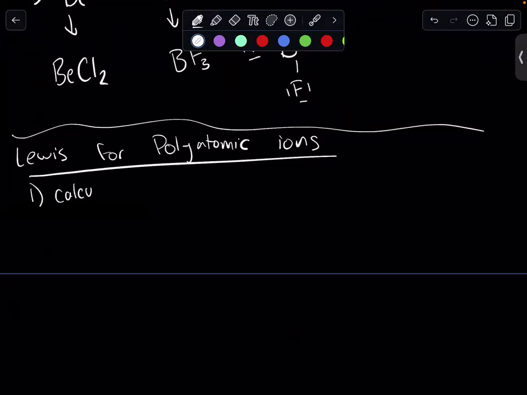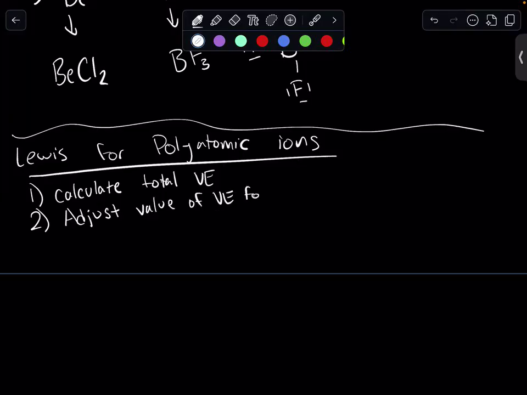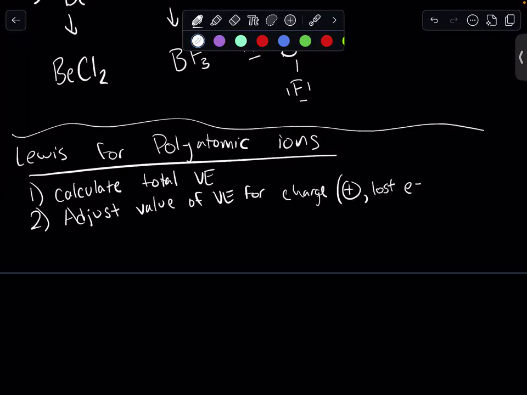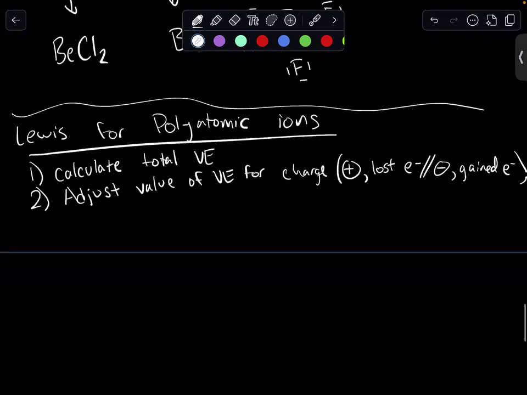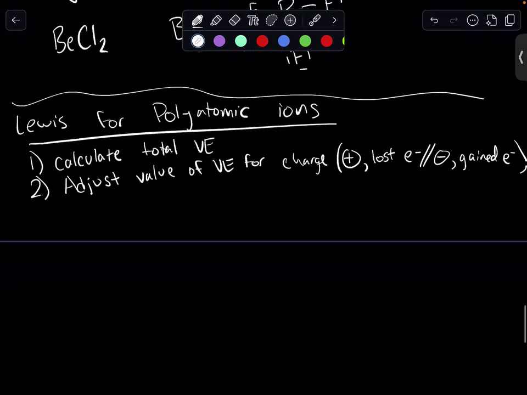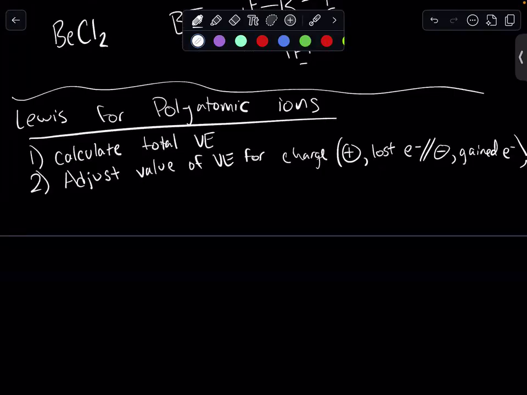We're going to calculate total valence electrons. So it seems the same, but now we're going to change it. We have to adjust the value of valence electrons for charge. A polyatomic ion has a charge. If it's positive, that means we have lost electrons because losing electrons gives a positive charge. If it's negative, then we have gained electrons. A positive 2 would be 2 electrons lost, and negative 2 or 2 minus charge would be 2 electrons gained. So we're going to adjust our valence electron.